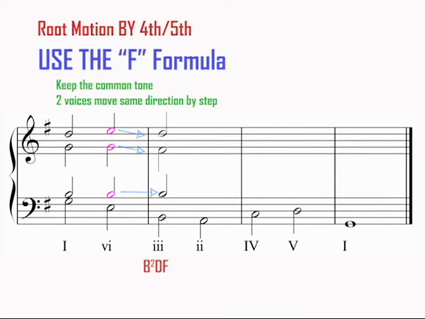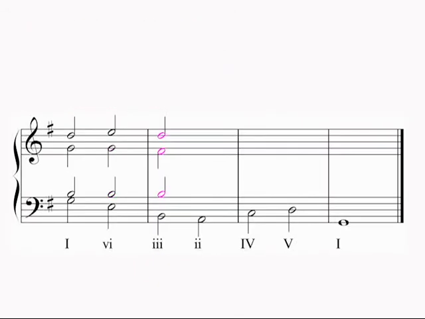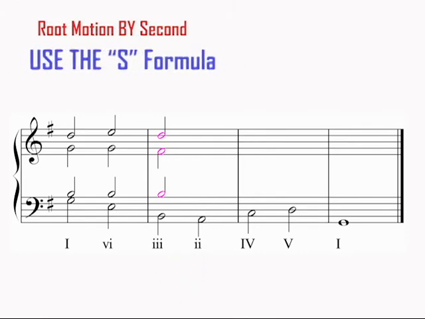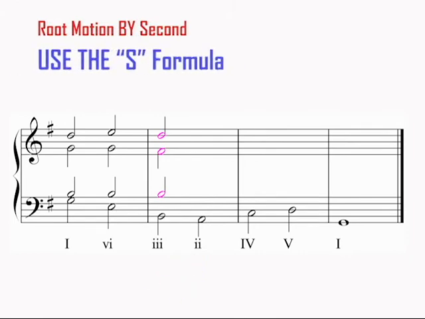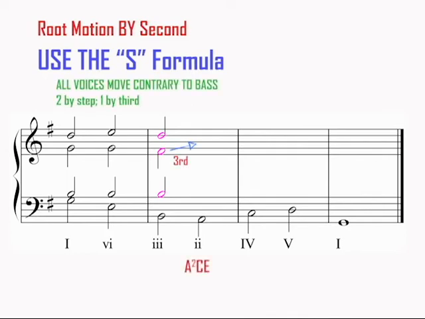The next chord connection in our progression is a 3 chord going to a 2. This is root motion by second, in which case we'll use the S formula. Now remember, this is the one where we all have to move contrary to the bass. Two by step, one by third. Now it's important to find the one that moves by third first. Then it's easier to see where the remaining two voices move.